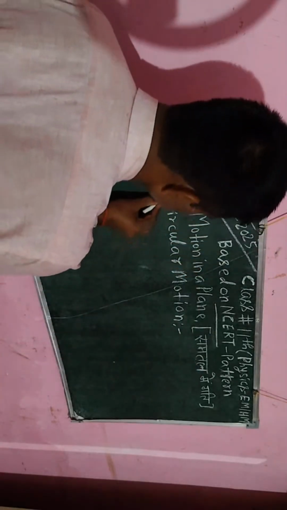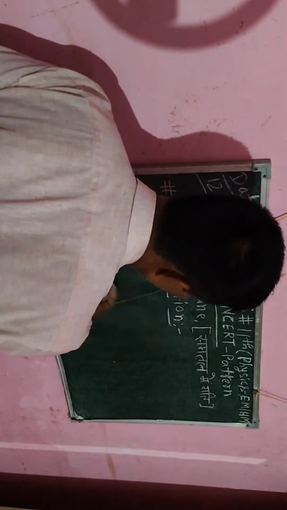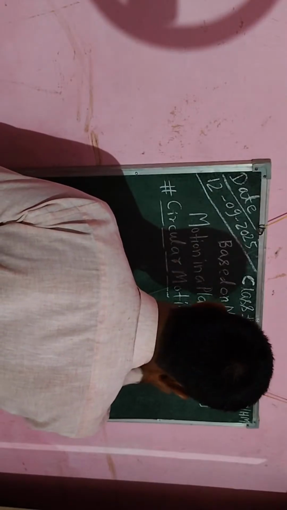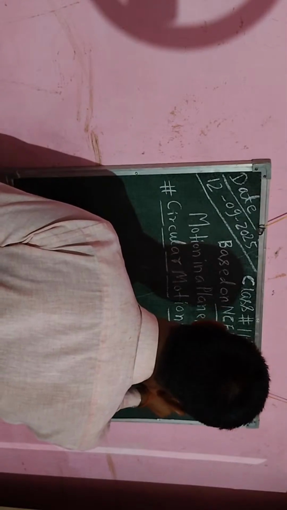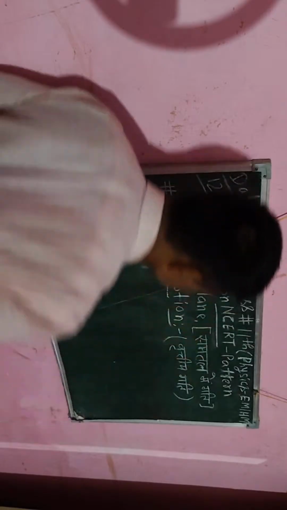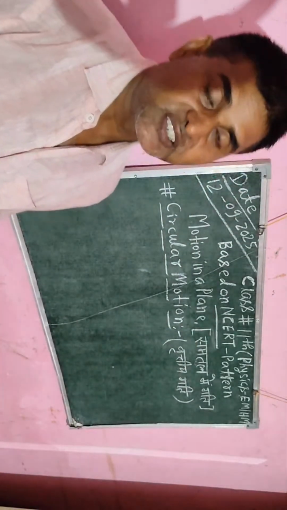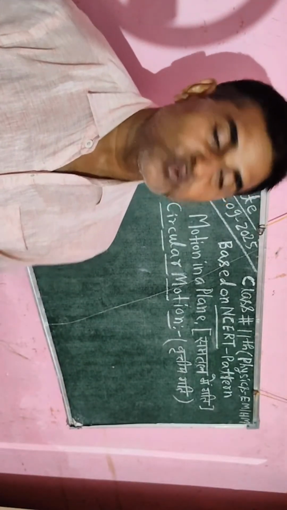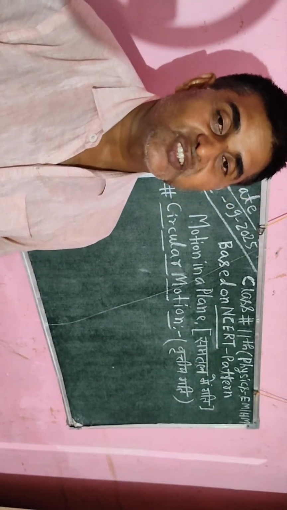Now in this chapter I will explain the concept of circular motion, that is वृत्तीय गति. So what is the concept of वृत्तीय गति? That is the concept of circular motion. I will explain its definition and then translate its meaning in Hindi, so students reading in Hindi medium can understand its concept easily.